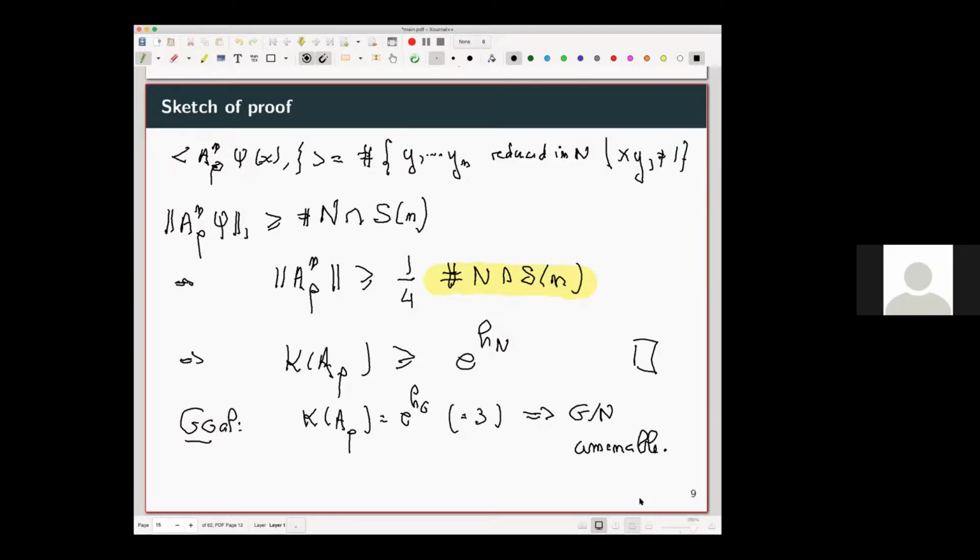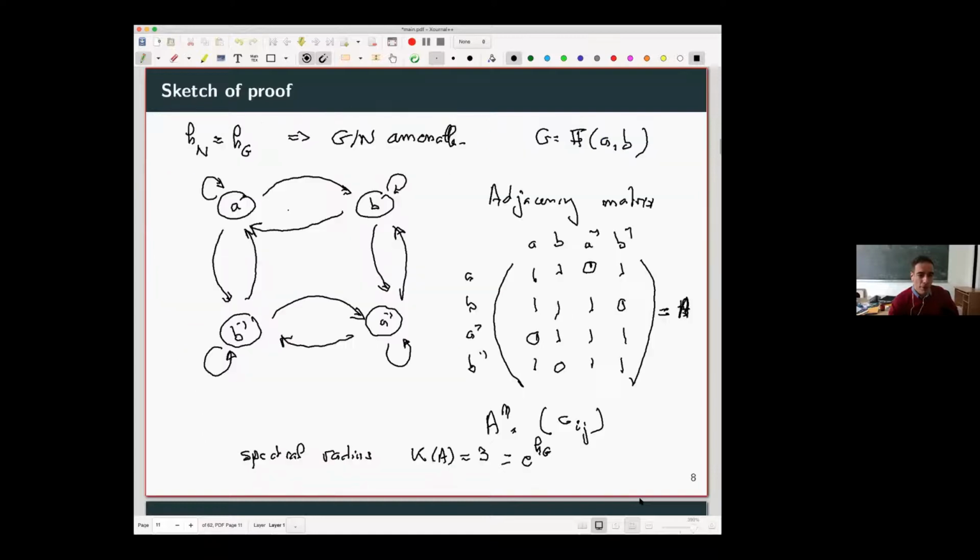A quick question. Sure. Did you make an essential use of the hypothesis that the ambient group is free? Yeah, maybe I should say a word about that right now. The assumption I made that the group is free is somehow hidden in that particular dynamical system I chose. Because the fact that the reduced words are the geodesics is something which is specific to the free group.